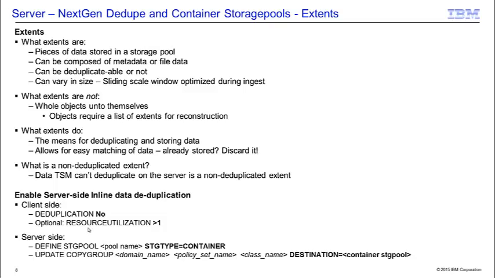These extents allow us to easily dedupe the data and store it, and then easily match those deduped portions with new data coming in so that we don't have to rewrite already existing data.